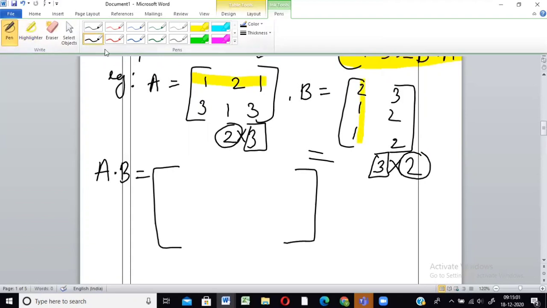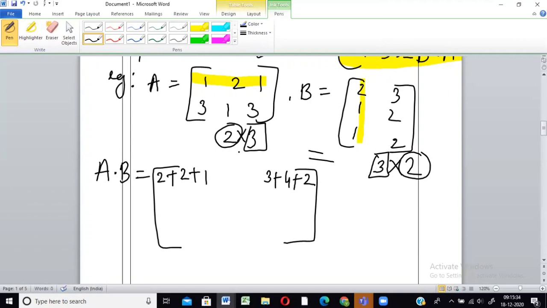First row of the first matrix into first row of the second column. So now individual element wise multiplication. 1 into 2 is 2 plus 2 into 1 is 2 plus 1 into 1 is 1. Now the job of the first row with the first column is done. Come to the first row and second column. First row, second column, 1 into 3 is 3 plus 2 into 4 is 4 plus 1 into 2 is 2. The job of the first row with the columns of the second matrix is done.